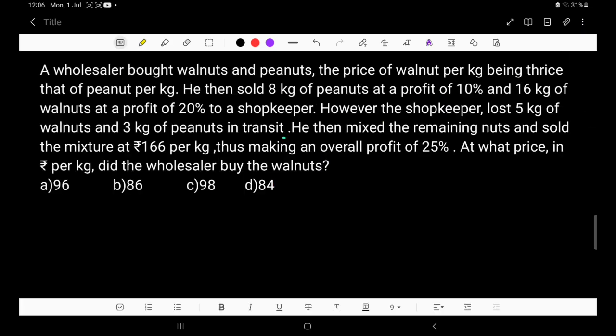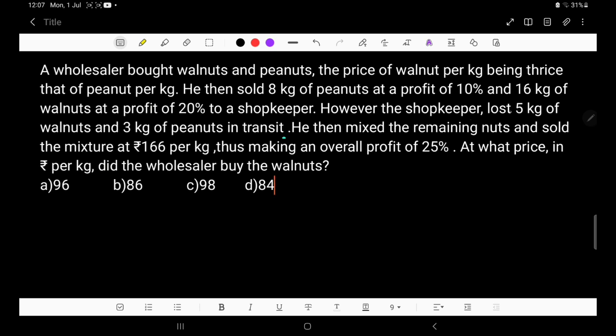Okay, let's move on to the third question. A wholesaler bought walnut and peanuts. The price of the walnut per kg being thrice that of a peanut per kg. He then sold 8 kg of peanuts at a profit of 10% and 16 kg of walnut at a profit of 20% to a shopkeeper.